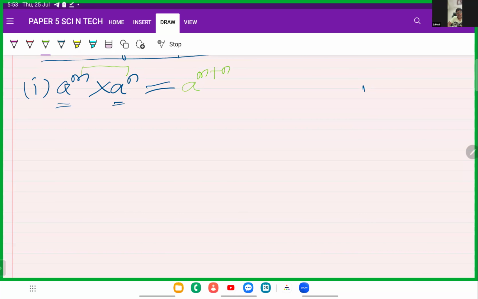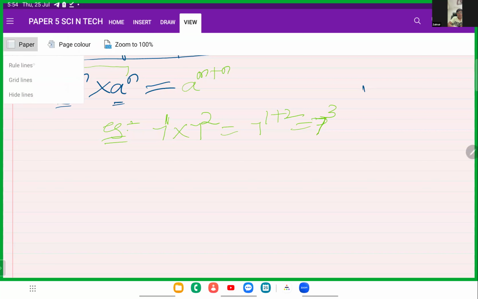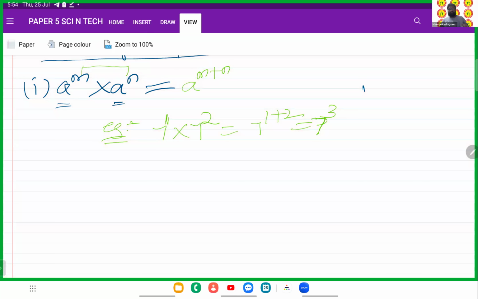Example, if I give you 7 to the power of 1 into 7 square, it is nothing but 7 to the power of 1 plus 2. That would be equal to 7 to the power of 3. Any confusion in this? No, sir.